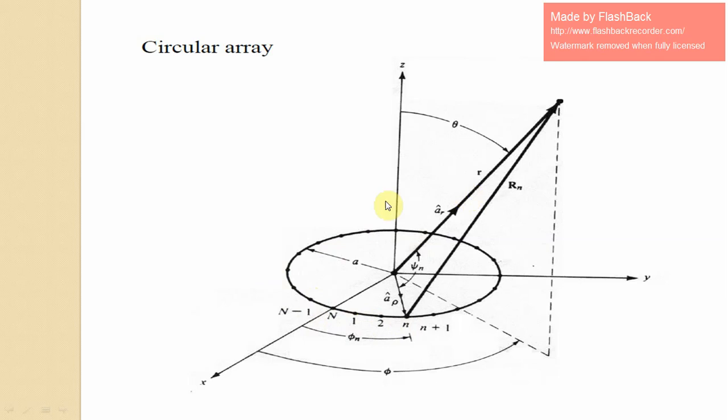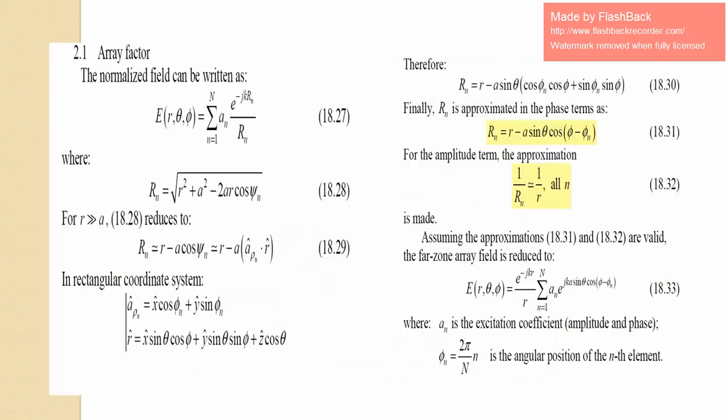In this way we are able to measure it, and from this point we consider the electric field. We are able to find the electric field at a distant point. Then the angle measured from the n isotropic point sources is psi n, and from that point we measure the distance r. At a distant point we measure the electric field, called the point electric field. From here the array factor, the normalized field, can be written.